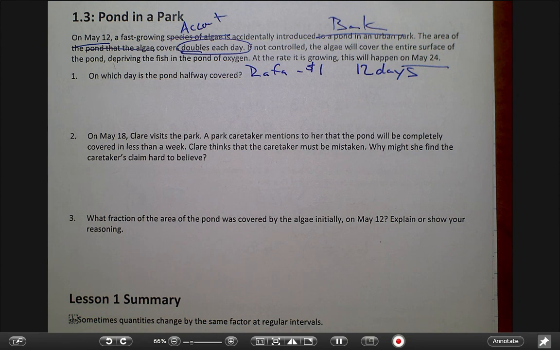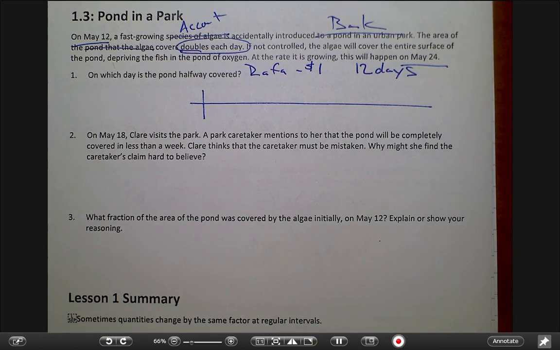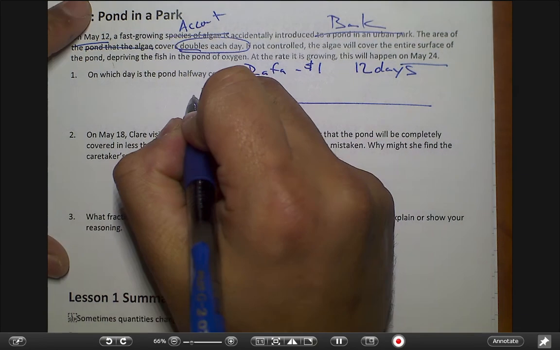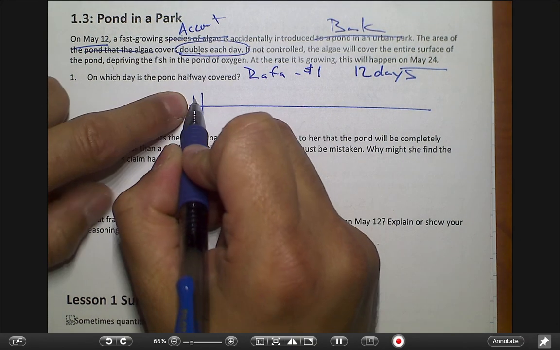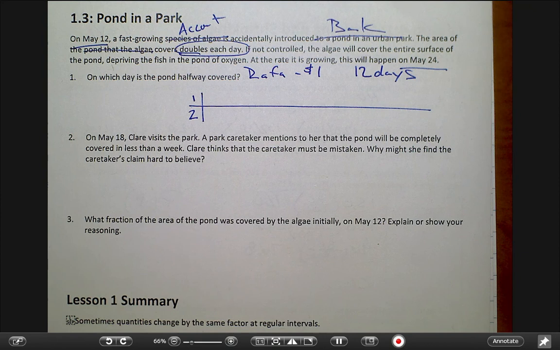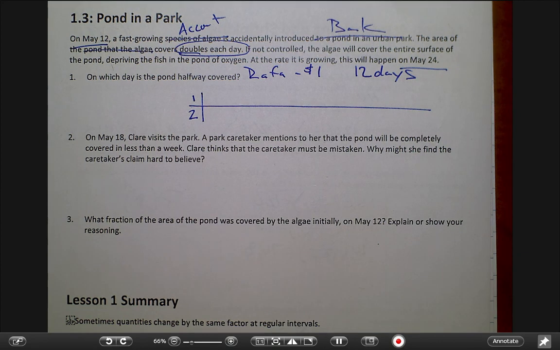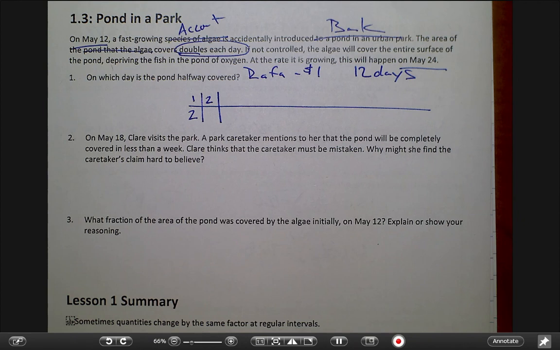Okay, so if Rafa's starting with $1, right? Let's build up a table for this, okay? So on the first day, after the first day, he started with the $1, and now he has 2. He's rich. Oh, it doubles each day. On the second day, he has how much? Four.